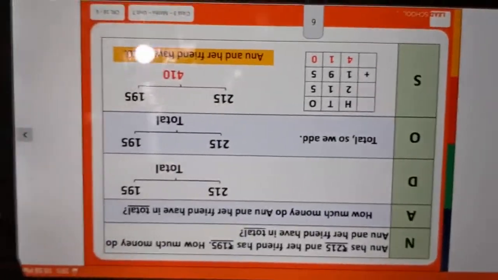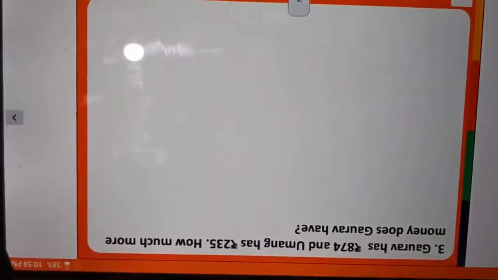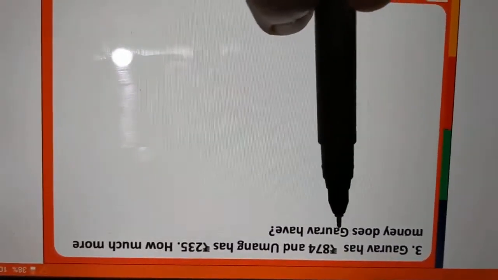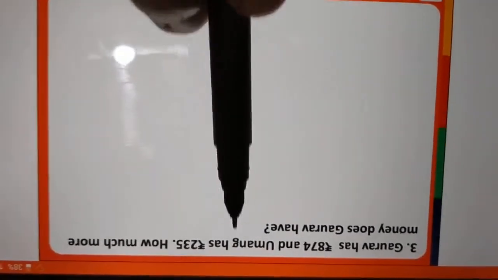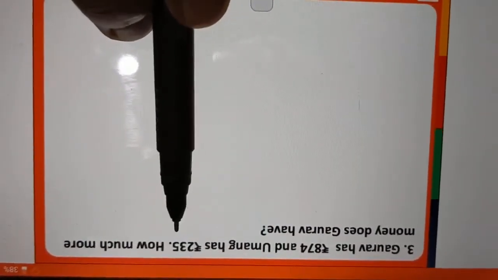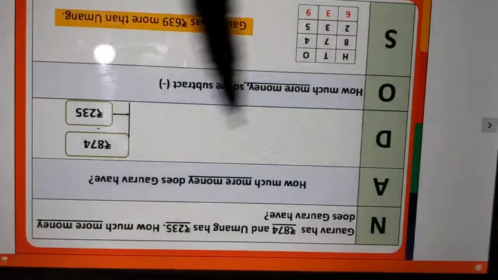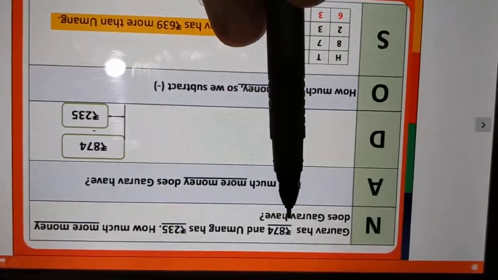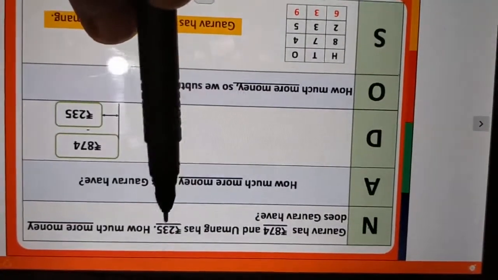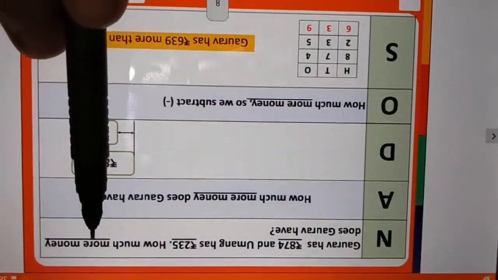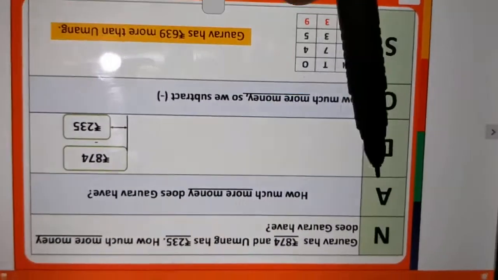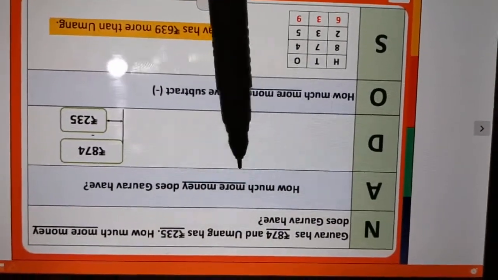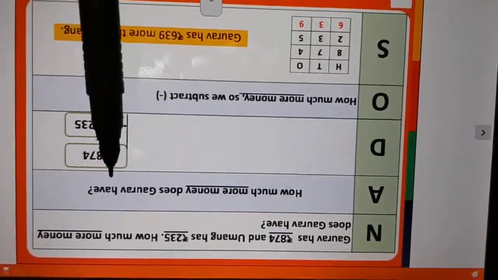Okay students, I hope your work is complete. Now next question. Gaurav has rupees 874. Umang has rupees 235. How much more money does Gaurav have? So here we have to underline 874, 235. The keyword is "more money". What are they asking? How much more money does Gaurav have?